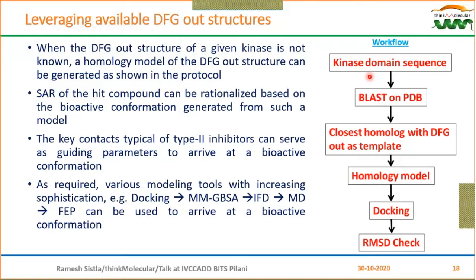We take the kinase domain sequence, let's say you want to generate a DFG-out conformer of a particular kinase, see what it looks like, and understand the model and maybe, if possible, do some prediction. So you take the kinase domain sequence, search it against the PDB, and choose the closest homolog with the DFG-out as template, and construct a homology model with that. Then you dock your initial compound on that and do an RMSD check. This is the workflow we followed to validate our thinking about how we can generate a DFG-out model of any kinase.